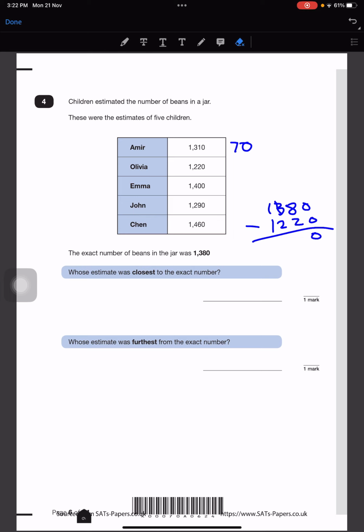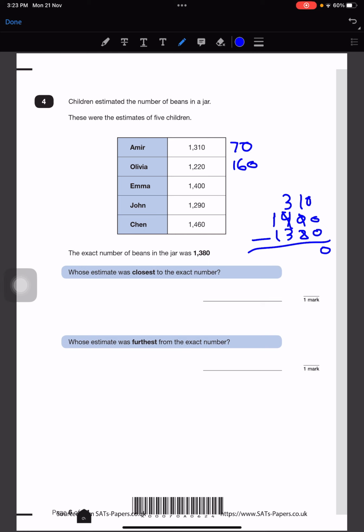Whoops, I crossed there. There we go. And here, 8 minus 2 is going to be 6. And then this will be 1. So 160. There we go. So that wasn't that close. We're going to check every single child. So 1,400 now, subtract 1,380, 0, and this will be a 3, and this will be a 10. So, okay, 10 minus 8 is obviously going to be 2. So we're going to write that, 0, 0, so 20.